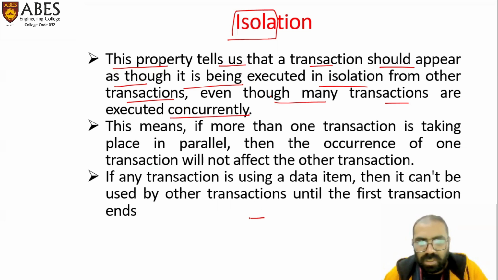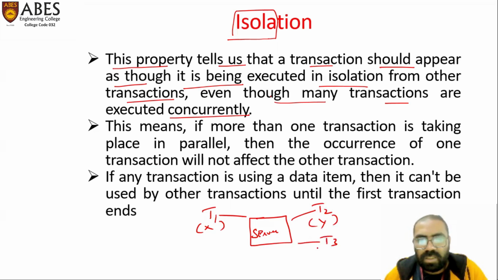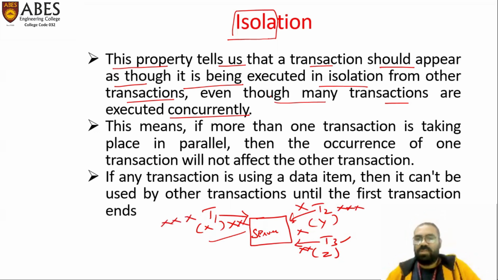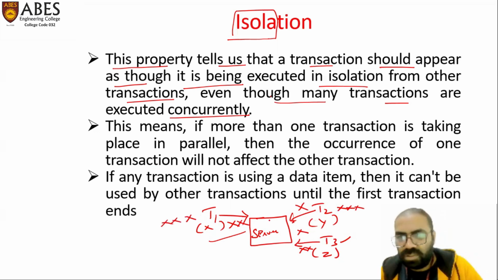Okay, so let us take an example. You have a server here. T1 is happening from city X, T2 is happening from city Y, and T3 is happening from city Z. They are all occurring at the same time. So T1 doesn't know T2 and T3 exist, T2 doesn't know T1 and T3 exist, and T3 doesn't know T1 and T2 exist. So that is the property of isolation.